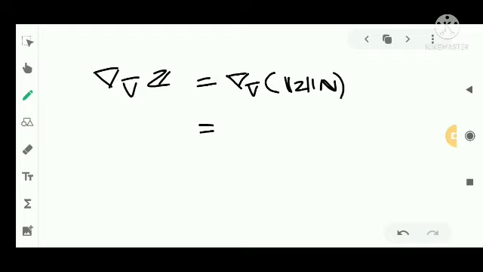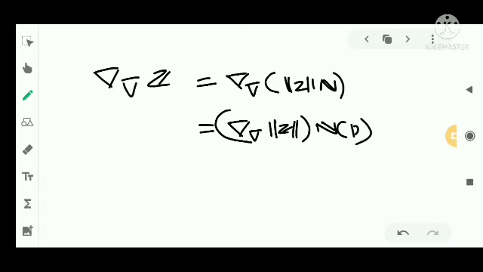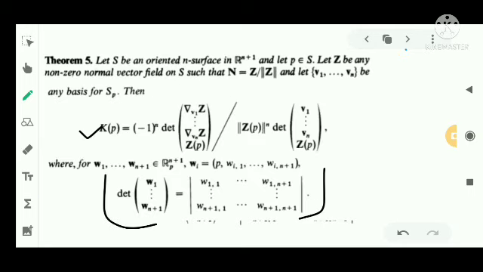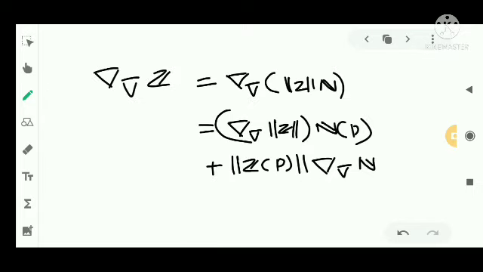Here we apply the result, that is we get del v norm z into n of p plus norm z of p into del v n. That's the result. Then we consider the numerator, this term of the numerator, that's determinant.